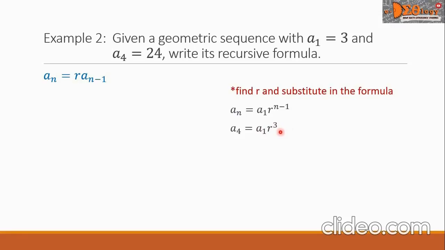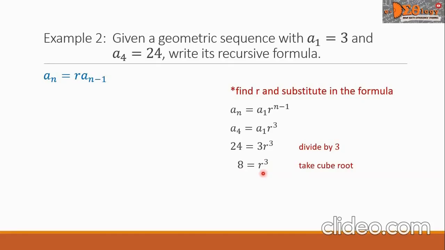Now, let us substitute the values a sub 4 and a sub 1 respectively. So we have now 24 equals 3 r cubed. And then let us solve for r. First, let us divide by 3 so that the coefficient will be cancelled out. So this 24 divided by 3 will give 8. And this 3 r cubed divided by 3 will give r cubed.